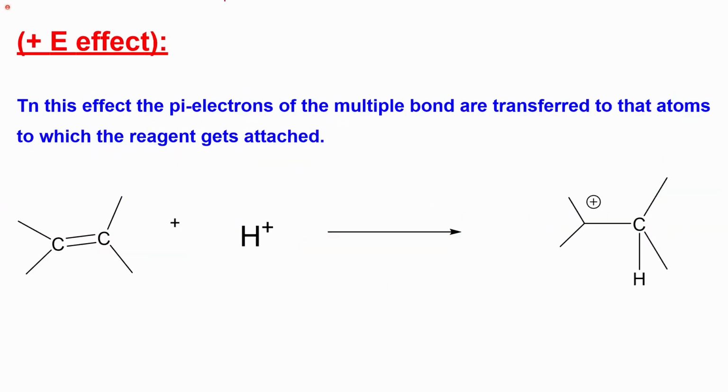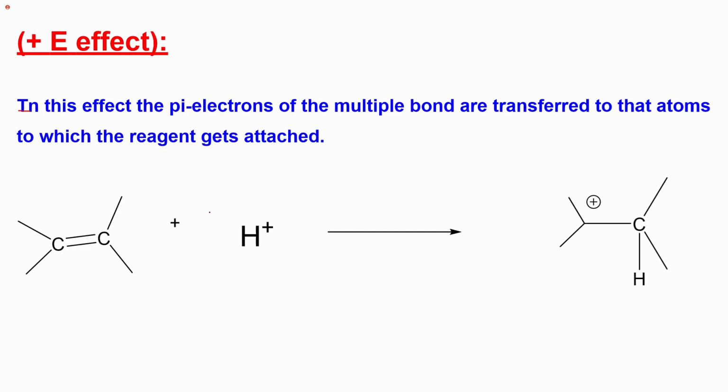Now, like the resonance effect, the electromeric effect also has two types in chemistry. One is the plus effect. So first we'll discuss what the plus effect is. In this effect, the pi electrons of the multiple bond are transferred to the atom to which the reagent gets attached.